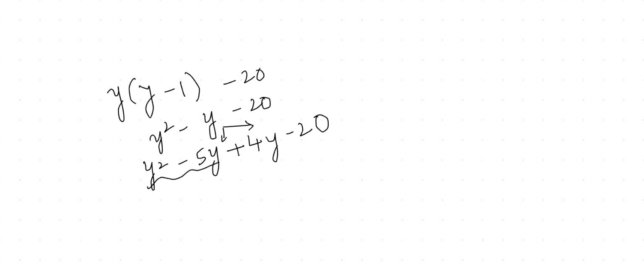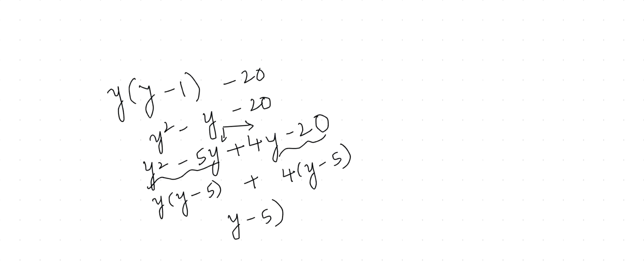So y into y minus 5 plus, of course, 20 is 4 into 5. You'll be taking out 4 common, y minus 5. So now in effect, it becomes y minus 5 into y plus 4. Okay, we have factorized the polynomial in terms of y. But remember, we have to back substitute for y. What is y actually? It is x square minus 3x, isn't it?